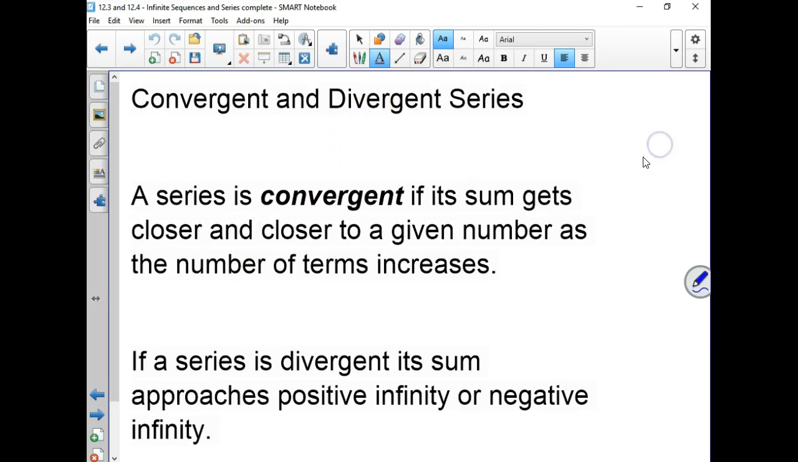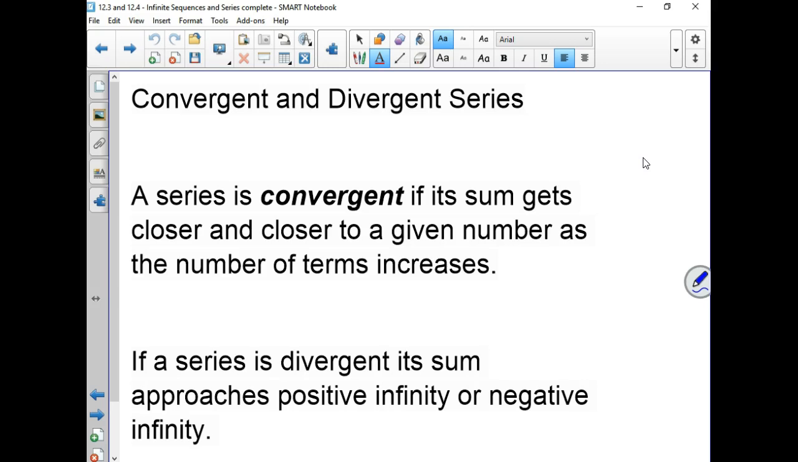So we can have convergent series and divergent series. A series is convergent if its sum gets closer and closer to a given number as the number of terms increases. We kind of saw that with the sequences. Remember, a sequence is just a list of numbers.